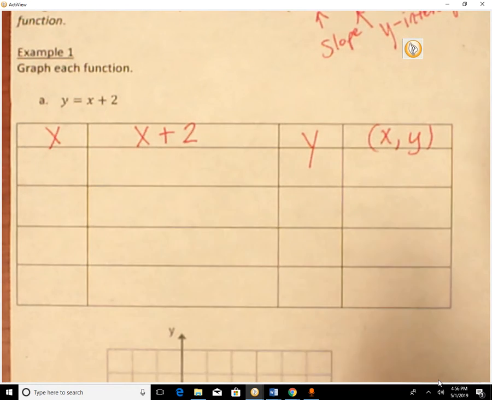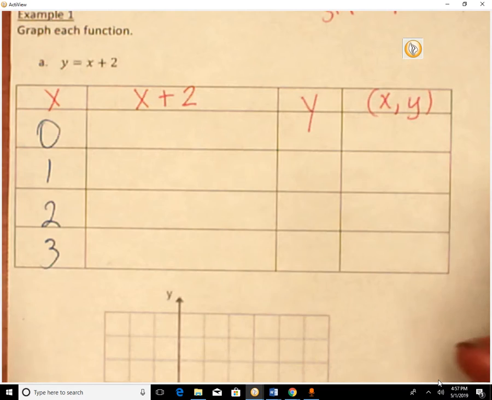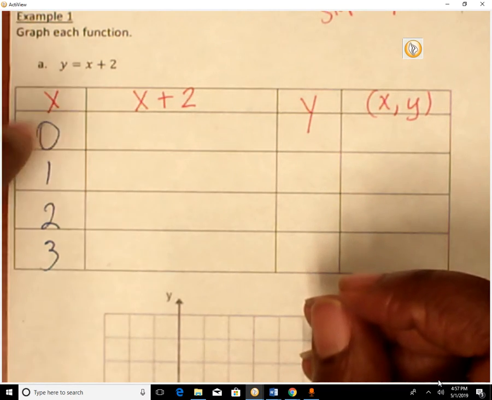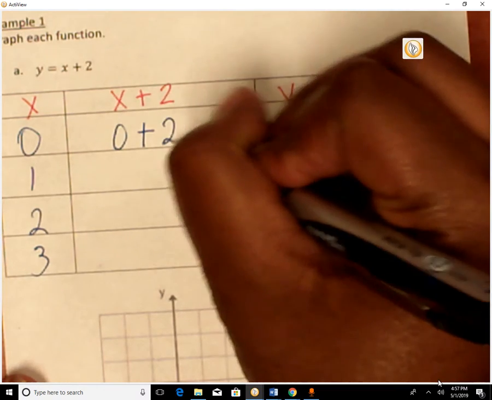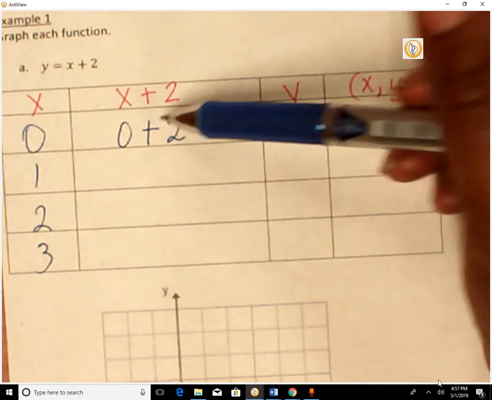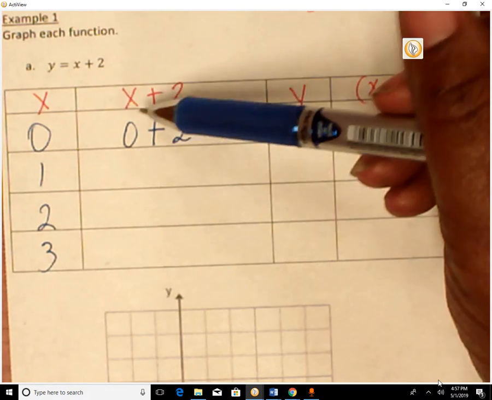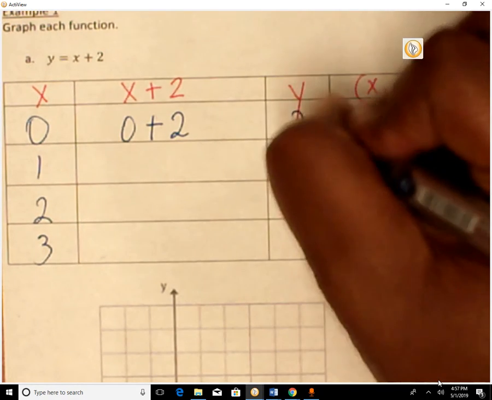Now, really and truly, you can pick any four numbers you would like, and that is fine. But here we want to keep numbers kind of low, and for that reason we're going to pick the same numbers every time. I'm going to pick 0, 1, 2, and 3. Since this is your input, these numbers go in and a number comes out. The first number we put in is 0. I replace x with 0 in x plus 2, so 0 plus 2, which is 2.